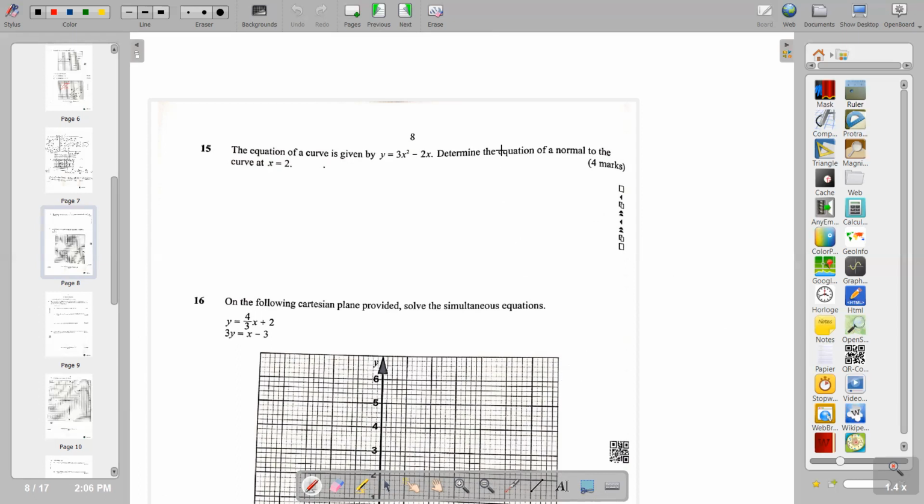Now, the equation of normal. Remember that if you have a curve, this one is your curve, and you want to find the gradient of that curve at x equals 2. Of course, you have a Cartesian plane. You have a Cartesian plane here.